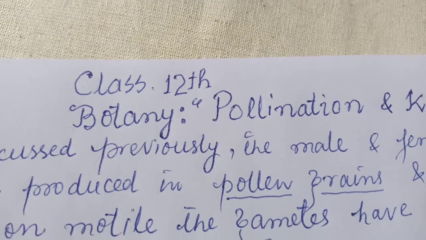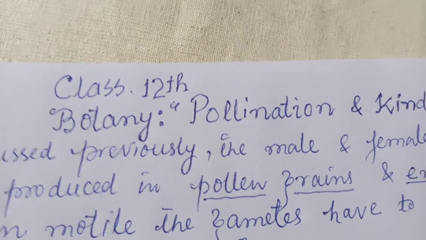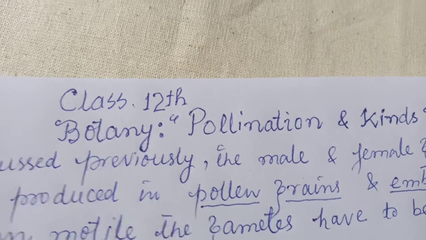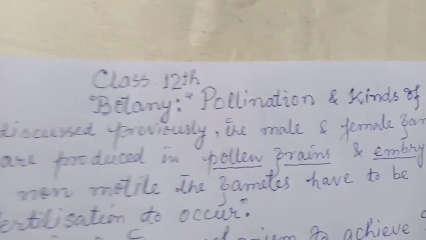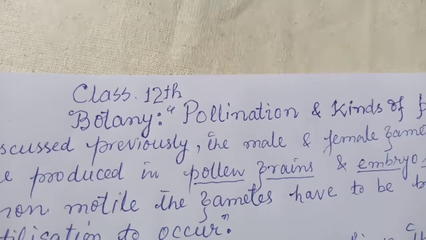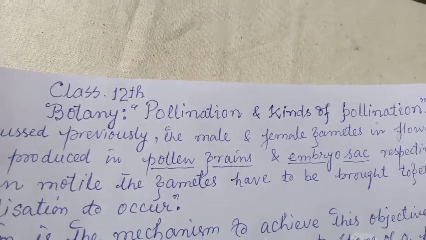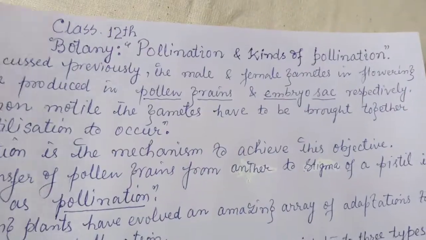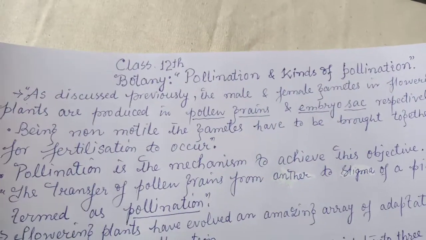My dear students, today in botany we are going to discuss pollination and kinds of pollination for class 12th, as we have been discussing the reproduction in the flowering plants. As already discussed, the male and the female gametes in the flowering plants are produced in pollen grains and embryo sac. Being non-motile, the gametes have to be brought together for fertilization to occur.